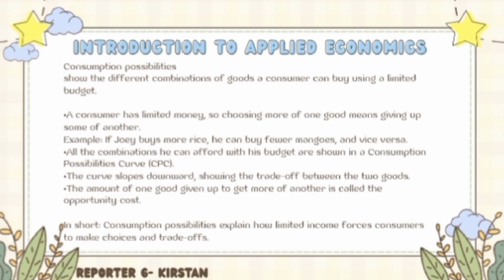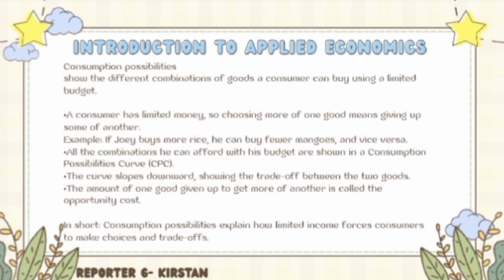A consumer has limited money, so choosing more of one good means giving up some of the other. Since money is not unlimited, if you buy more of one item, you must buy less of another item. So for example, if Joey buys more rice, he can buy fewer mangoes and vice versa.